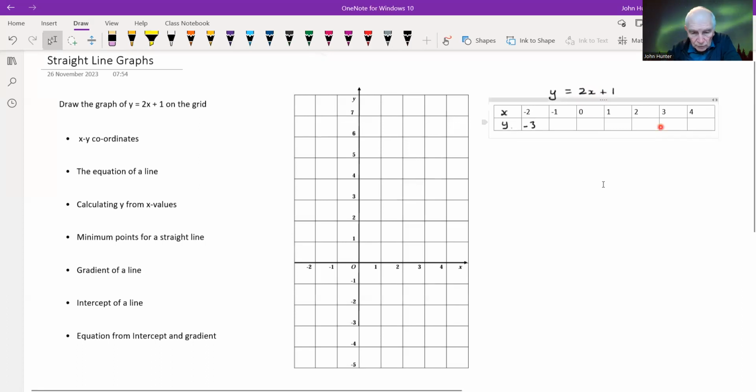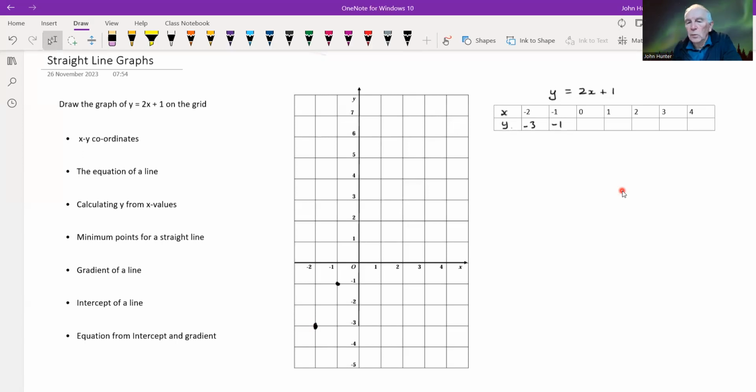Right, so let's just put that on the graph then. So -2 along and -3, which means down. So that's that point there. Okay. Right, we'll just carry on through this process. -1. So that's 2 times -1 is -2 plus 1. That's -1. So -1 in the x and -1 in the y. That's going to be on that line. When x is 0, 2 times 0 plus 1 is 1. So that's going to be 0 along and 1 up.